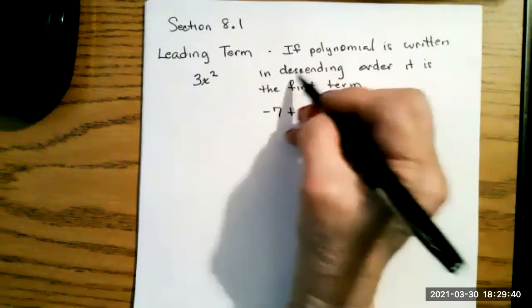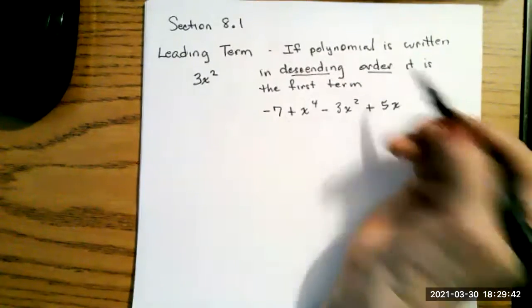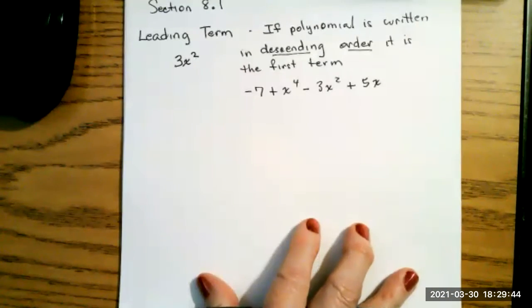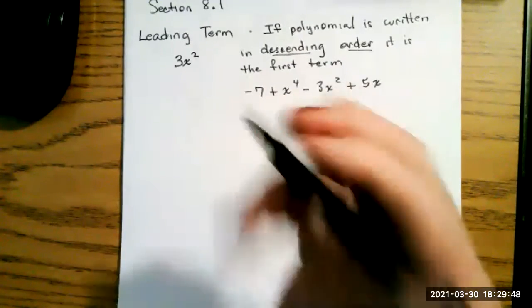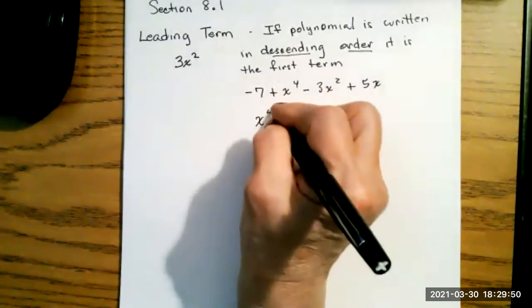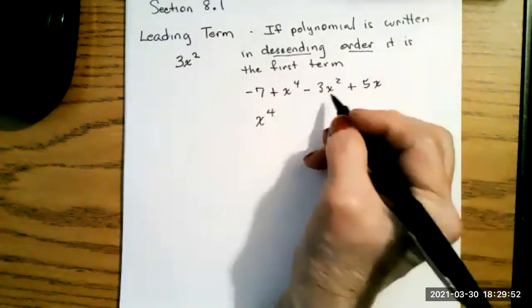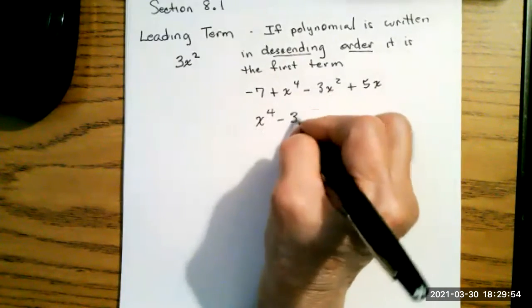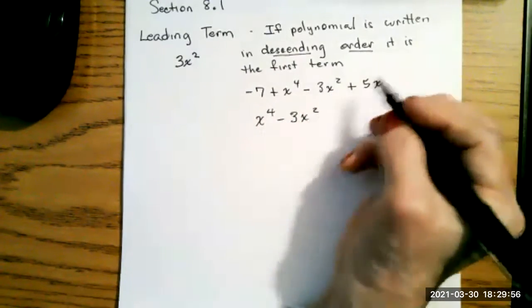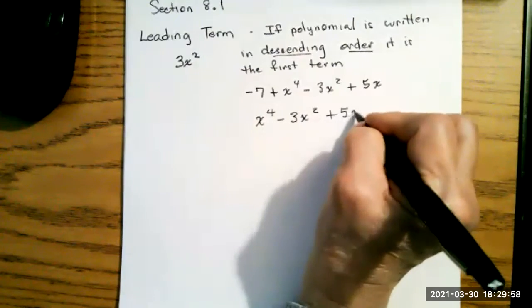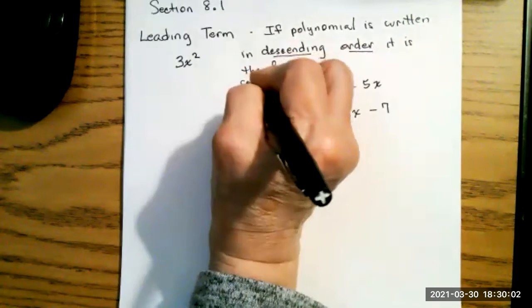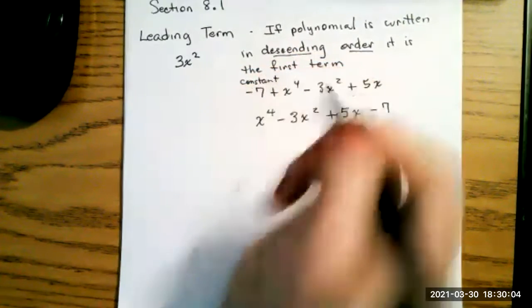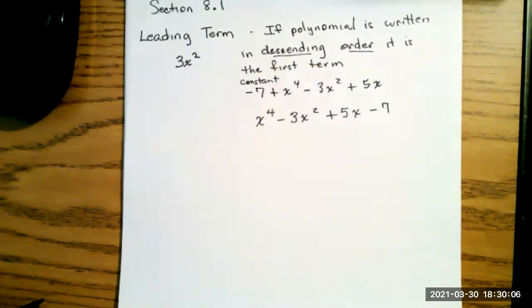So what I want to do is write it so that the highest exponent is first. Well, it looks like the highest exponent is x to the fourth. So I would write that one, and then I've got an x squared term, and then I have an x term, and then I have a constant. This is called the constant because it doesn't have an x with it.